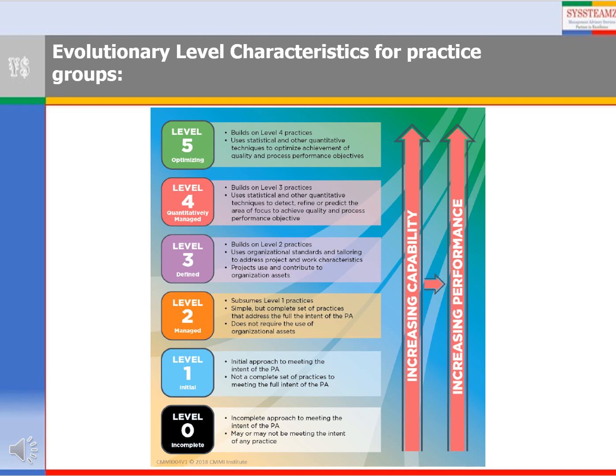Level 4, use of statistical and other quantitative techniques to detect or refine the area of focus or to predict if quality and process performance objectives will be achieved. Understands performance variation statistically or quantitatively and manages progress against quality and process performance objectives. Level 5, use of statistical and other quantitative techniques to optimize performance and enhance the achievement of objectives including business, measurement, and performance, and quality and process performance objectives.